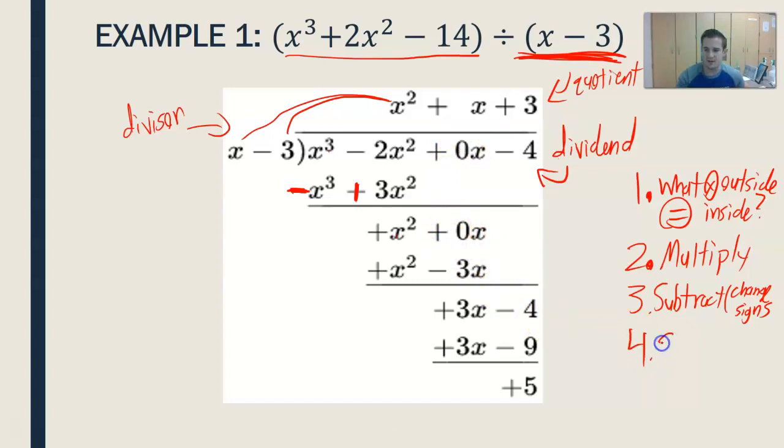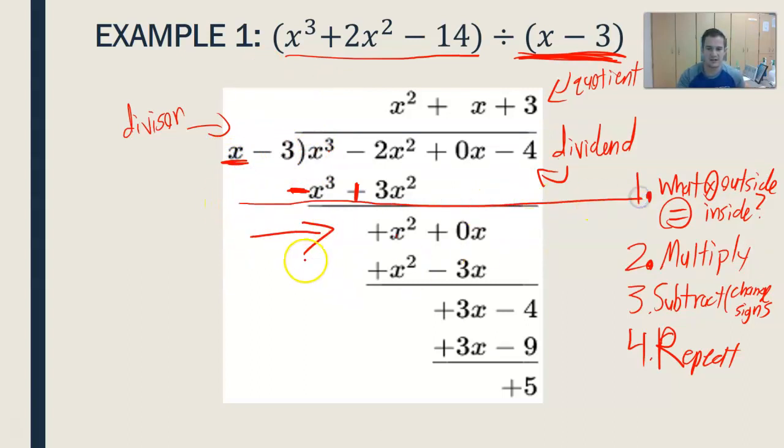And then my last step is repeat. I'm going to do it again. Looking at this next row here, what times x is equal to x squared? Well, x times x is x squared. So I'm going to write x above the x term over here. Then x times x is x squared. X times negative 3 is negative 3x. So that was my second step: I multiply this quotient term by my divisor.